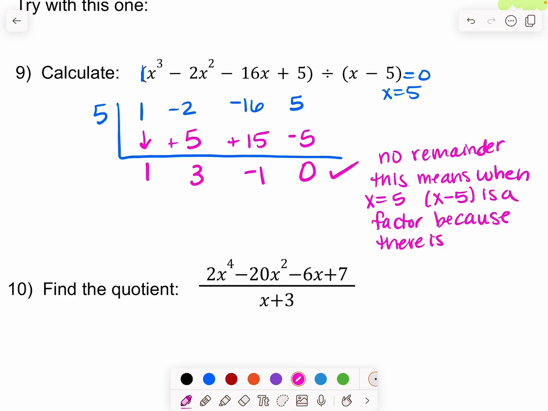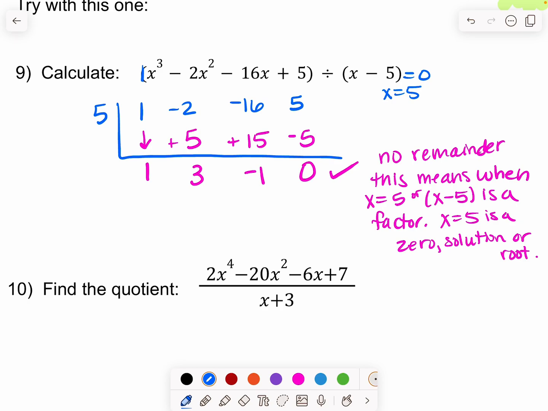No remainder. This means x equals 5, or 5 is a factor. Sorry, this doesn't make sense, does it? x equals 5 is a 0, a solution, or root. And it just is a different situation. We're going to deal with stuff coming up with this in the next half of the unit.